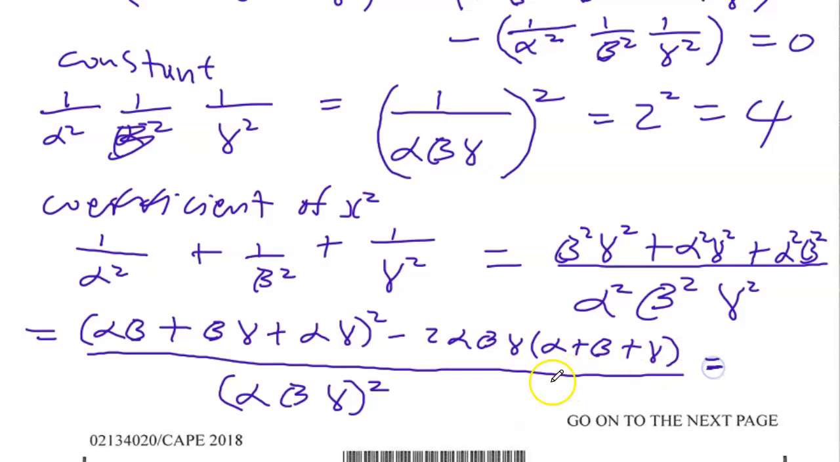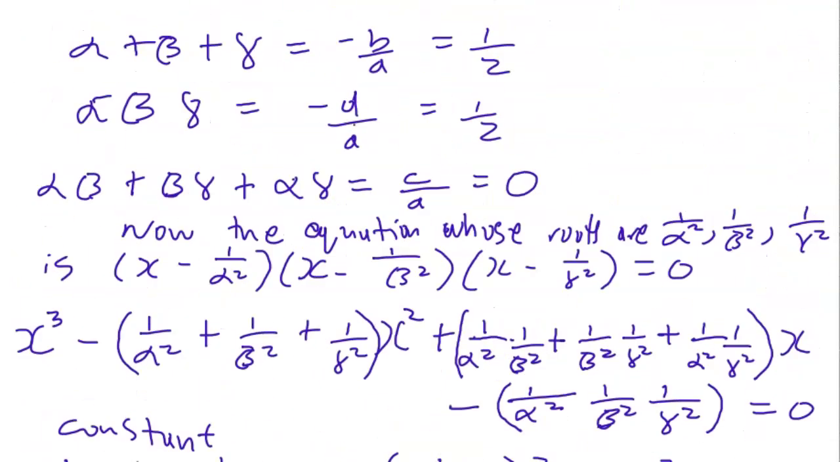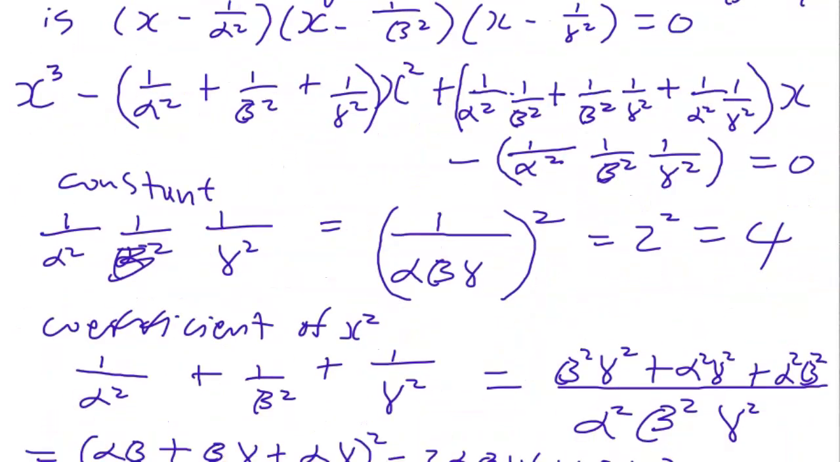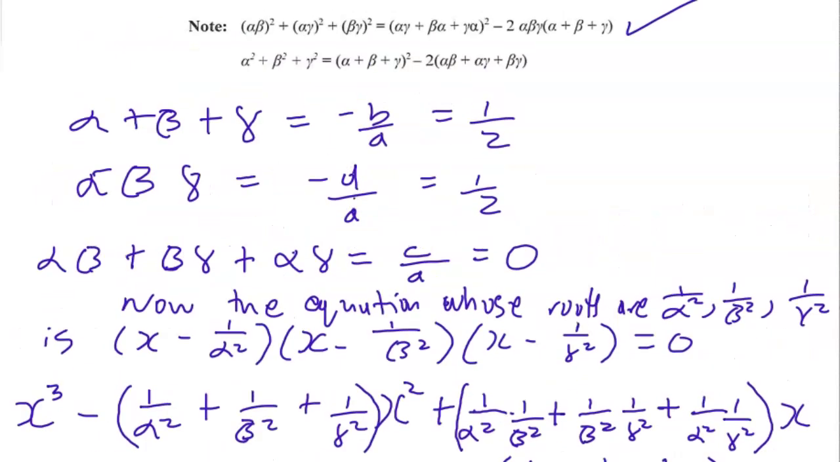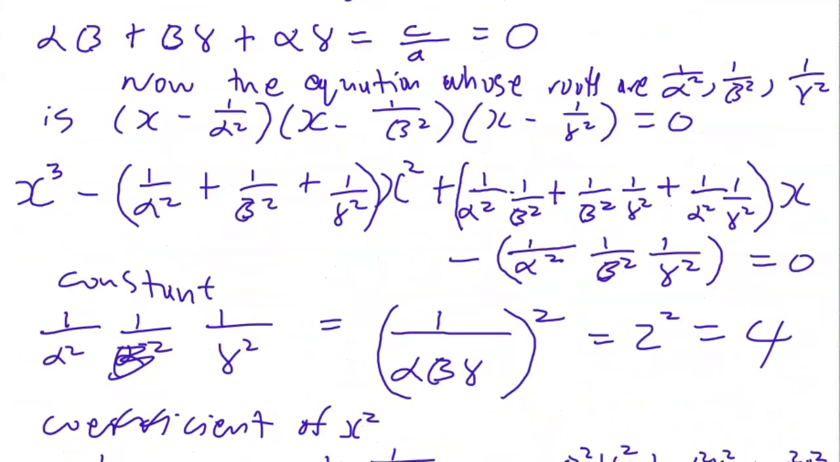Now the sum of the products, alpha beta plus beta gamma plus alpha gamma, all square. Going back to the result we have here, it is 0. So 0 square is 0. Minus 2 times the product times the sum. Let's check what the product and the sum were again. The product was half and the sum was half. So it's half times half, which is a quarter.